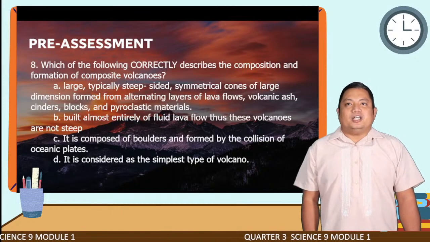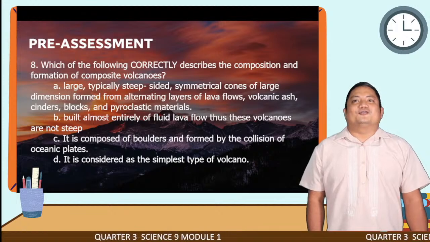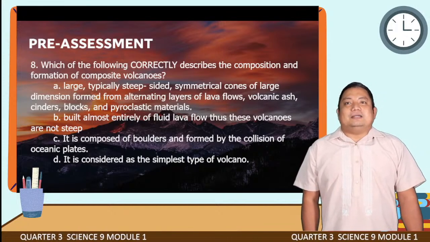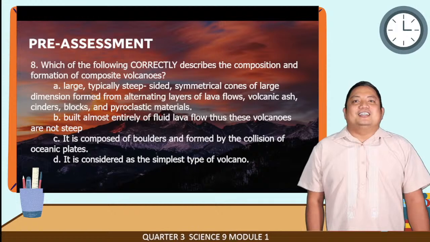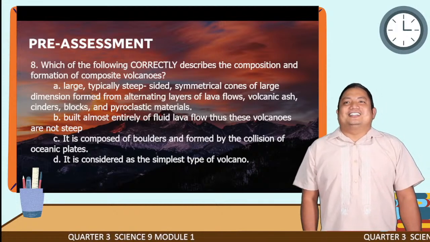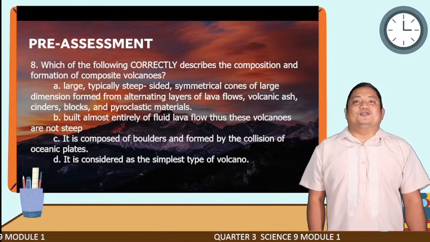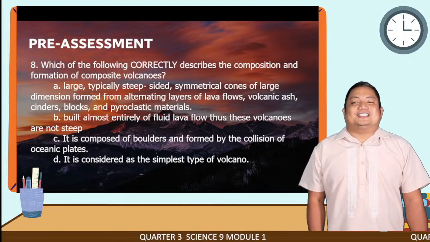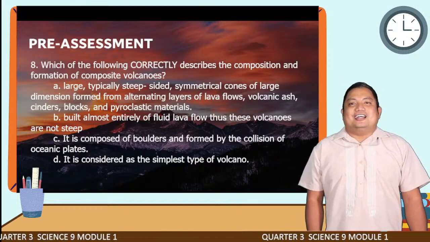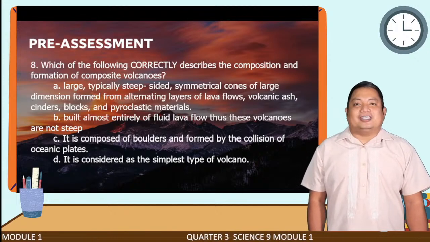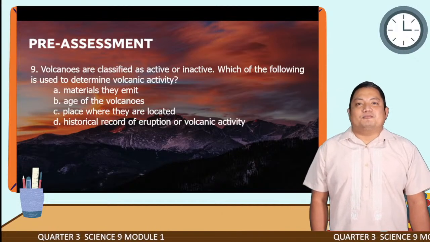Number 8. Which of the following correctly describes the composition and formation of composite volcanoes? A, large, typically steep-sided, symmetrical cones of large dimension formed from alternating layers of lava flows, volcanic ash, cinders and blocks, and pyroclastic materials. Letter B, built almost entirely of fluid lava flow, thus these volcanoes are not steep. Or letter C, it is composed of boulders and formed by the collision of oceanic plates. Or letter D, it is considered as the simplest type of volcano. What is your answer? You got it right. It is letter A.